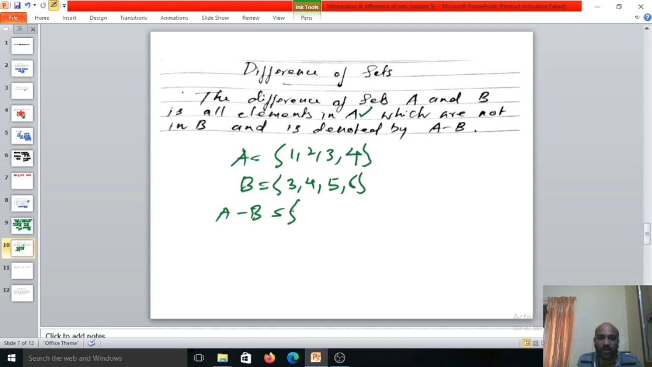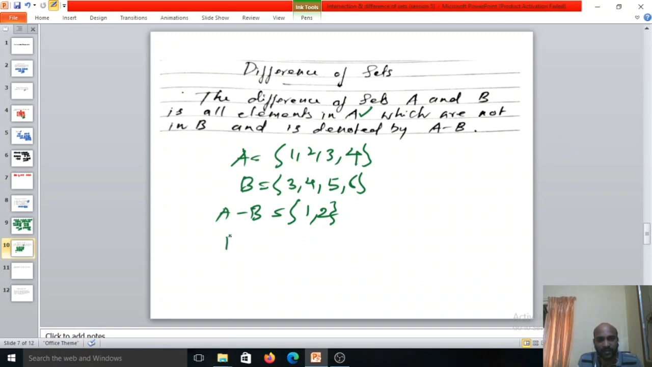A minus B means all elements in A not in B. So 1 is an element of A but 1 is not in B. So the first element of A minus B is 1. And 2, what about 2? 2 belongs to A but 2 does not belong to B. So we can write 2. Can we write 3? Actually 3 belongs to A but 3 belongs to B also. So we cannot consider 3. In the same way we cannot consider 4. So A minus B equal to 1, 2, elements in A not in B.